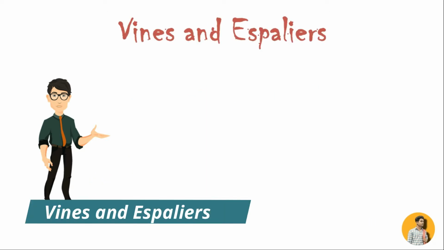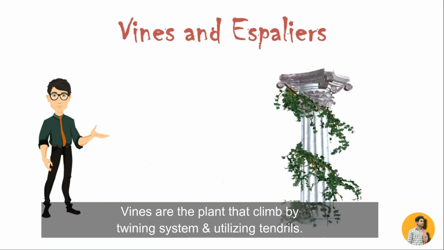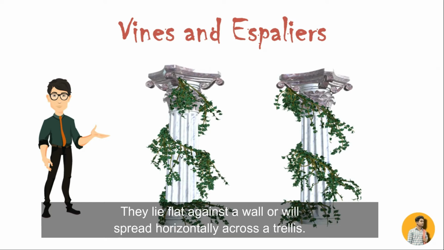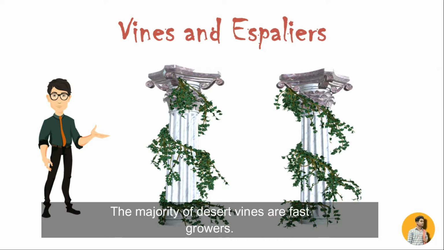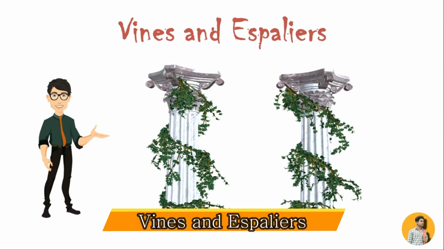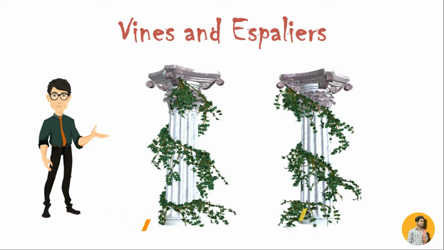Third is vines and espaliers. Vines are plants that climb by twining and utilizing tendrils. They lie flat against a wall or will spread horizontally across trees. The majority of desert vines are fast growers. Vines serve a very useful purpose in that they grow in tight spaces and limited soil areas where it would be virtually impossible to locate other types of plant material.